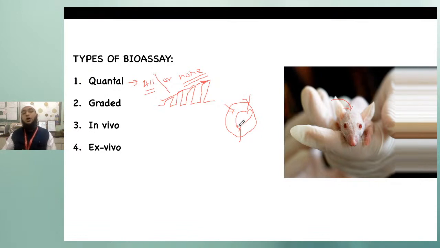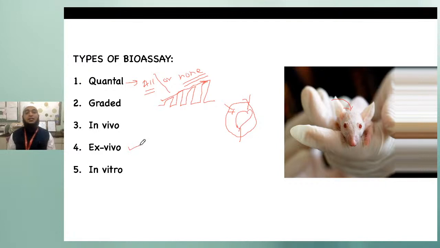Likewise, in case of the cock ileum or the hen's ileum practical that you are doing in final year, there also you are using the ileum, that is a small part of the GIT, and you are giving doses of acetylcholine to see how it produces contraction. You have removed the ileum and maintained it outside the body, its liveliness is maintained, and then you have tested that drug. Such types of bioassay are called ex vivo bioassay.